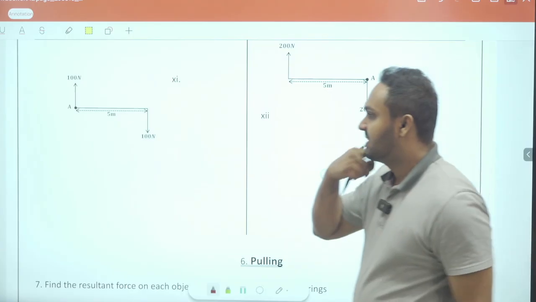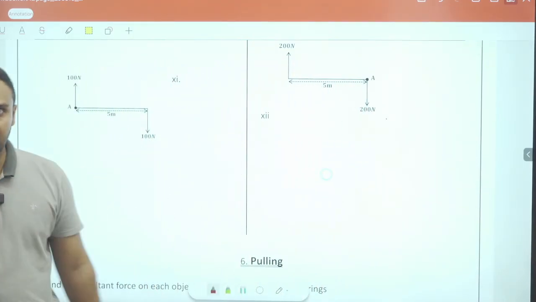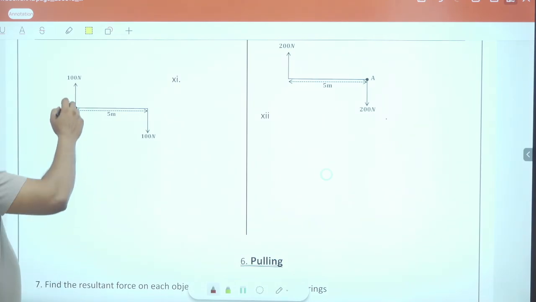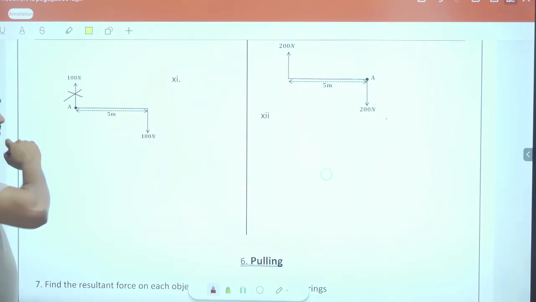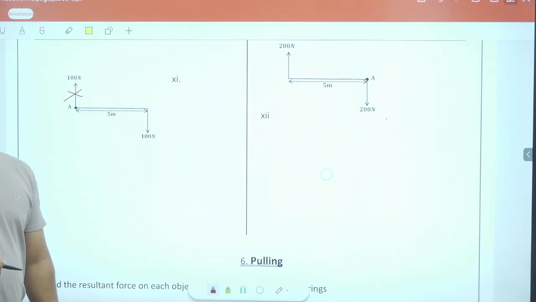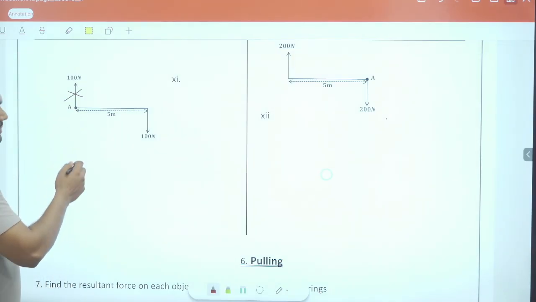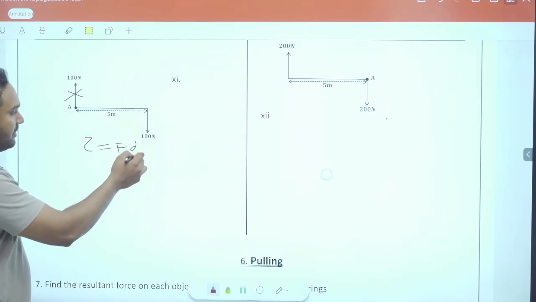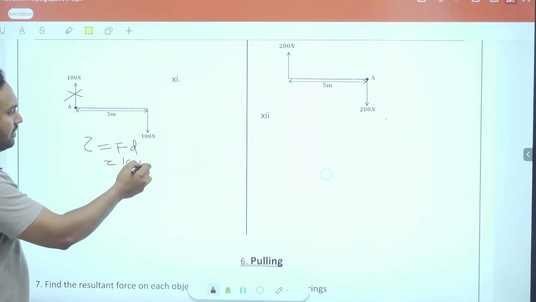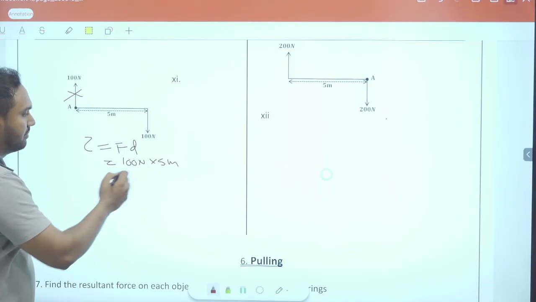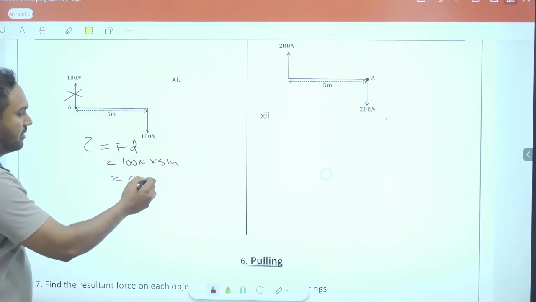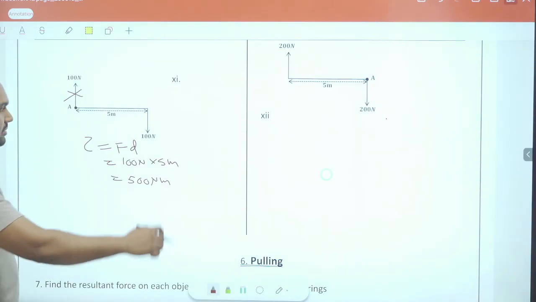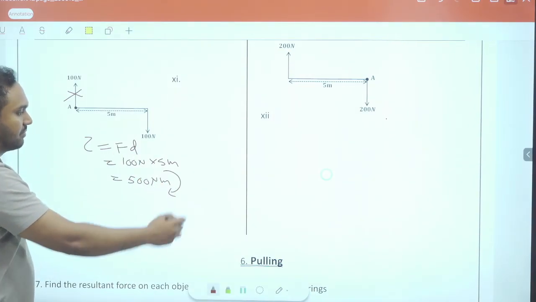Yeah. Shall we check this one? So here the pivot point is A, right? So the force acting upon the pivot point is not affected, so you can cancel it out. So tau equals what? Fd. Now F is 100 newtons and d is 5 meters, so 500 newton meters is the torque, right? So that is towards where? The clockwise direction.